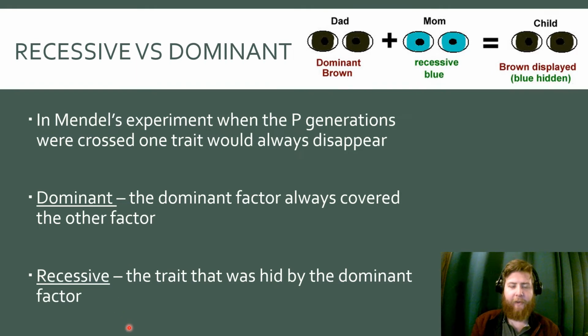Now, the factors could either be recessive or dominant. So when the experiments in the P generation were crossed, one trait would always disappear. The one that disappeared is called the recessive factor, and the one that stayed is called the dominant factor. The dominant factor always covers the other factor, and the recessive is always hidden by the other factor. So if you have a mom and a dad, and the dad has dominant brown eyes, and the mom is blue-eyed, the child will have brown eyes. The brown is dominant, it hides this blue recessive trait.